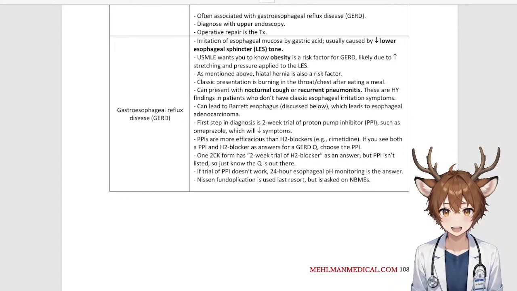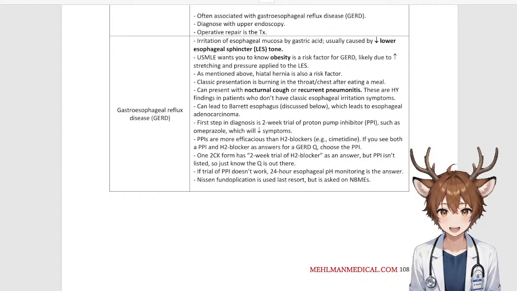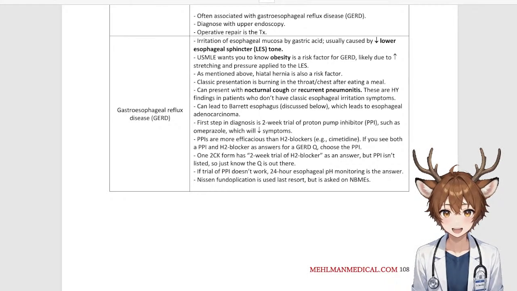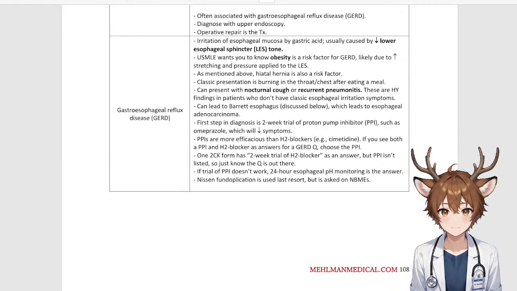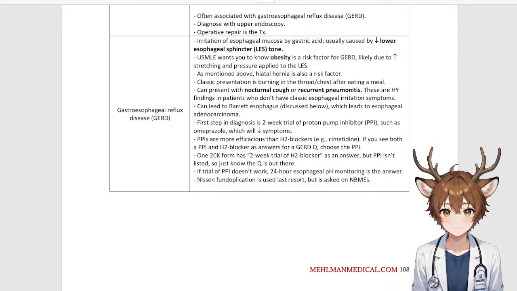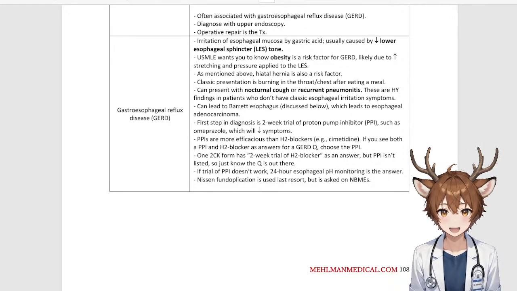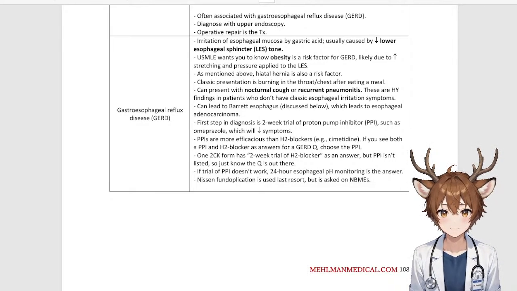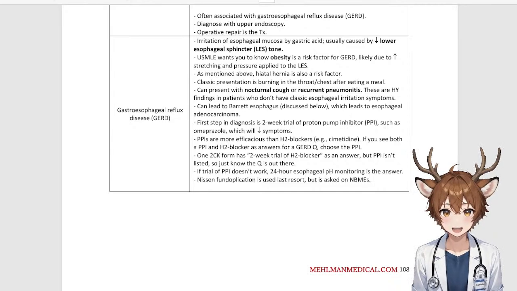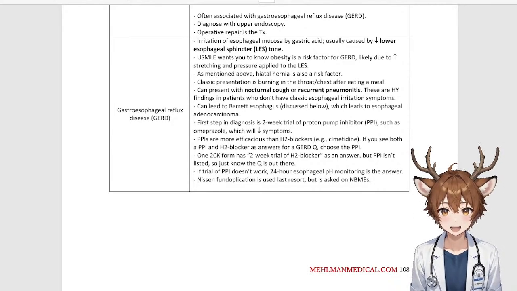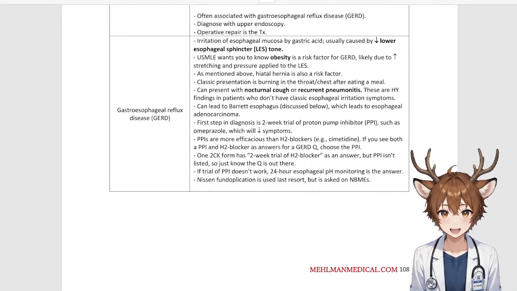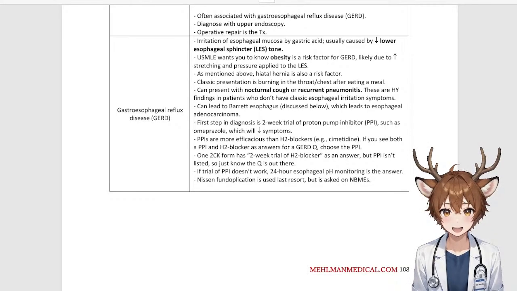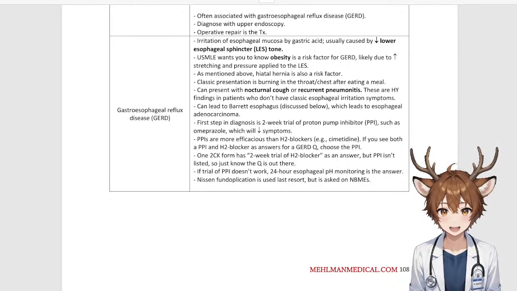If you see both a PPI and an H2 blocker as answers for a GERD question, choose the proton pump inhibitor. So proton pump inhibitors are like number one, okay? Bear that in mind. When you hear something like omeprazole, go for that. So one 2CK form has a 2-week trial of H2 blocker as an answer, but PPI isn't listed, so just know the question is out there.